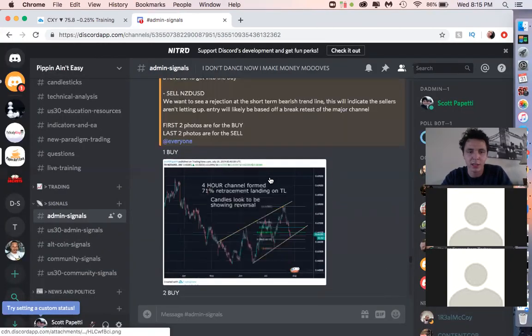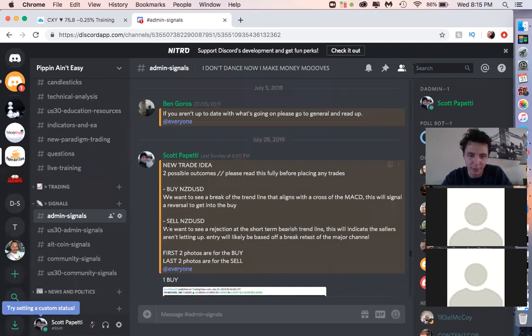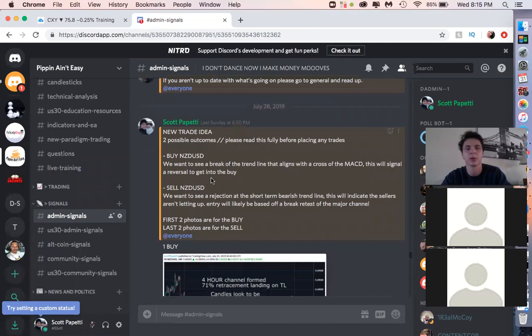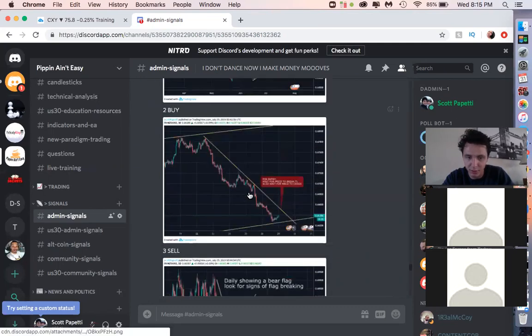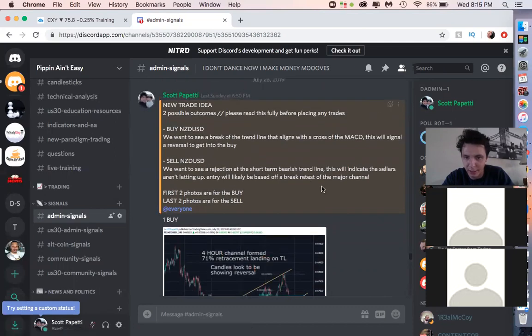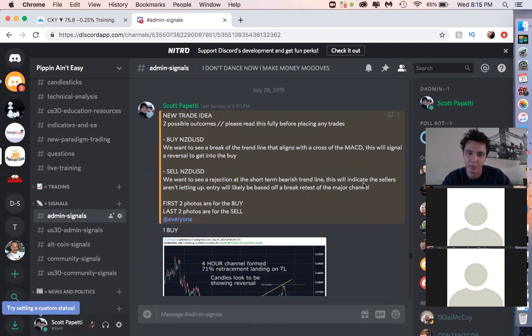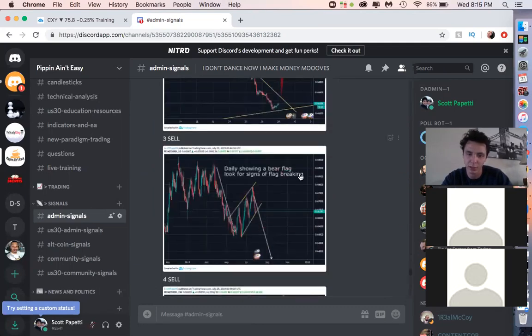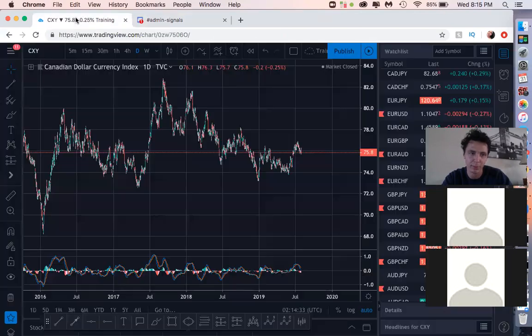But yeah, then the other one was the sell because it was two-sided, two different possible outcomes. We wanted to see a rejection at the short-term bearish trend line, which would have been this trend line here. And then this will indicate sellers aren't letting up. Entry will likely be based off a break retest of the major channel. So we were looking at it to come out and bounce back.